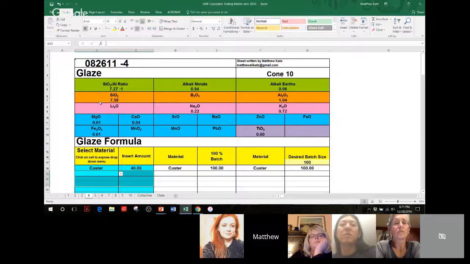The other one was 6. This is 7.58. So this is almost a mole and a half of extra silica.